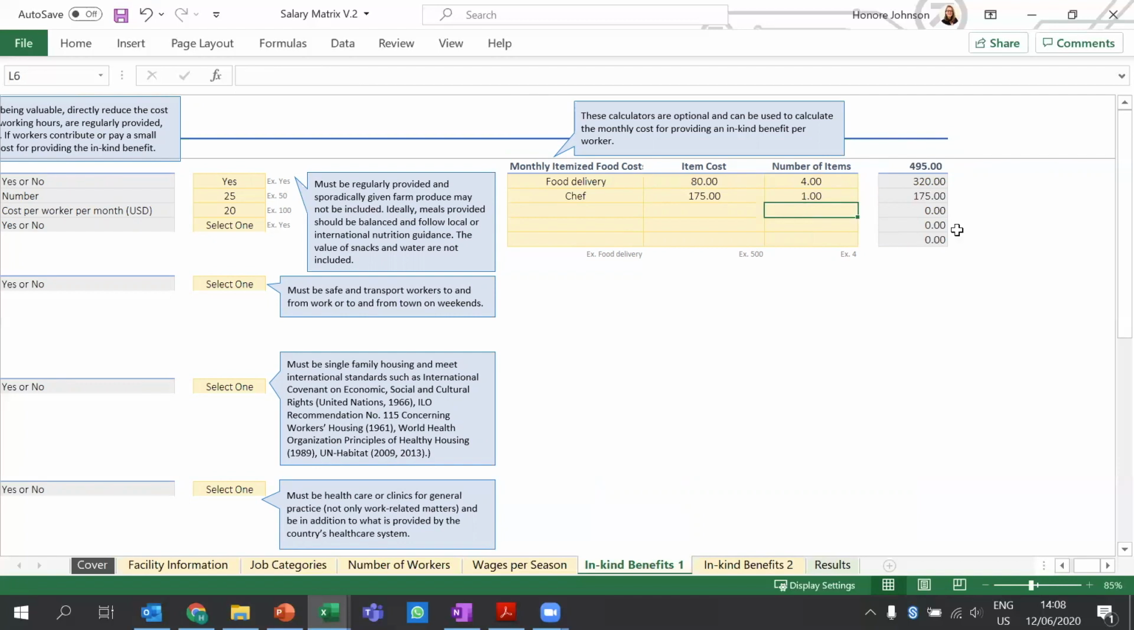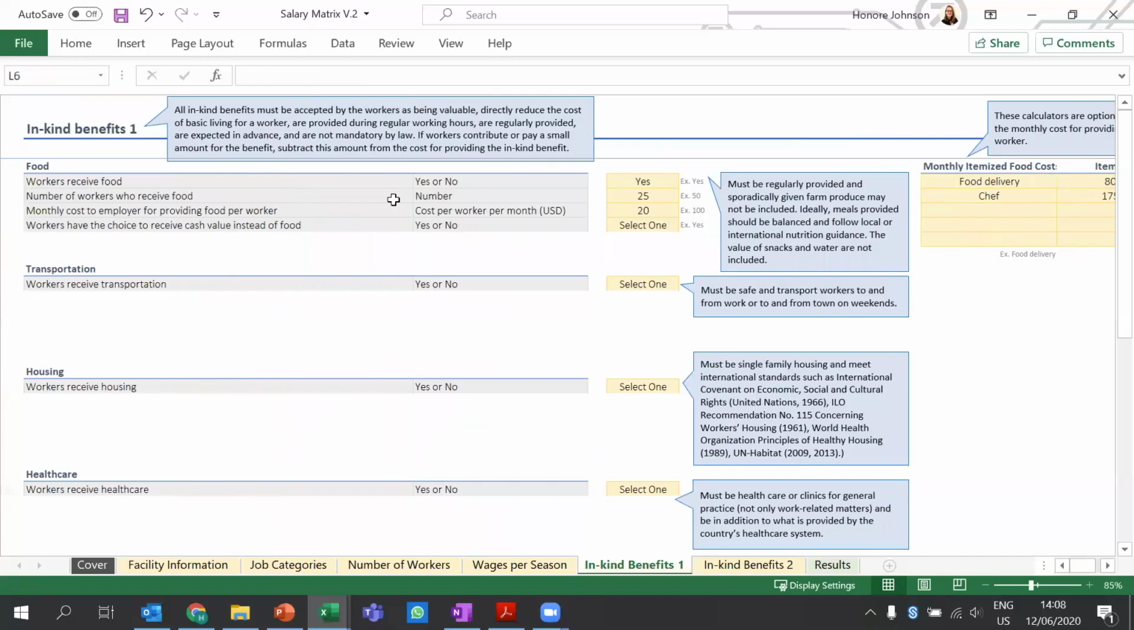So here you can see on the right, it's calculating the total cost of providing the in-kind benefit to all the workers per month. And over here, you will see an automatic division of that value divided by the number of workers per month. If you already know this value, of course, you can enter it right here in the yellow box. The next question is whether or not workers have the choice to receive the cash value instead of the in-kind benefit. In this case, we can say yes, and we can enter that value here, $15. So in this case, workers who choose not to collect food from the canteen will receive 15 extra US dollars per month.